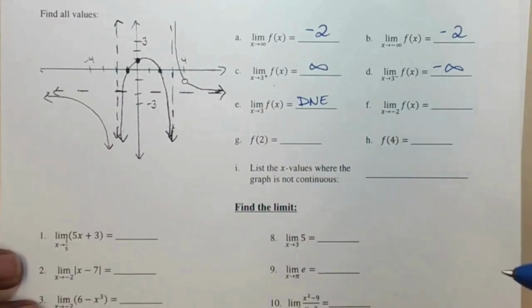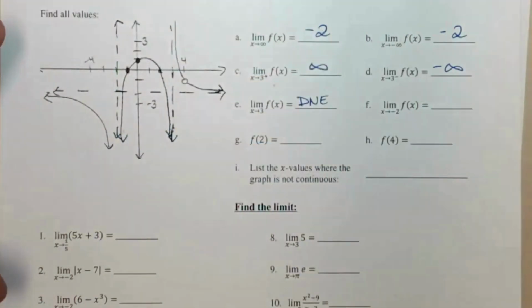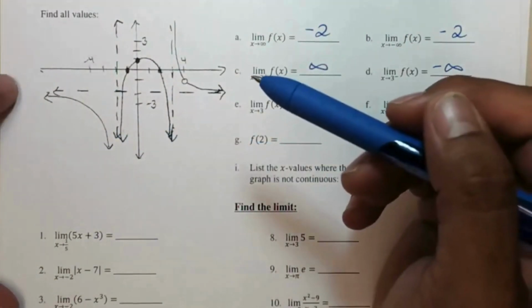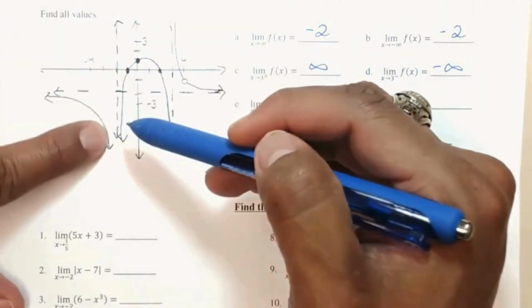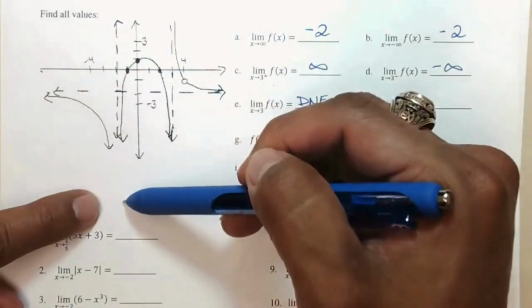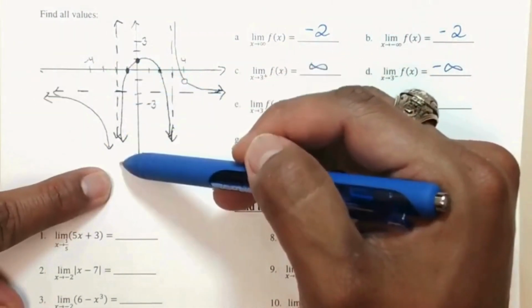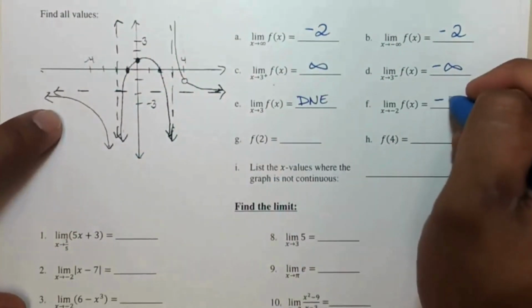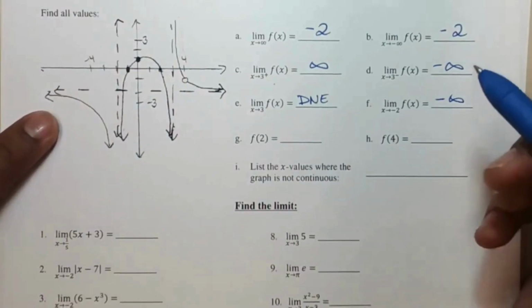What if we're approaching -2? So x is -2 here. So we need to prove our existence. From the left, getting closer and closer to -2 is going to -infinity. From the right, going to -infinity. So from the left, the limit is -infinity. From the right, the limit is -infinity. So the limit exists, and they both go to -infinity.